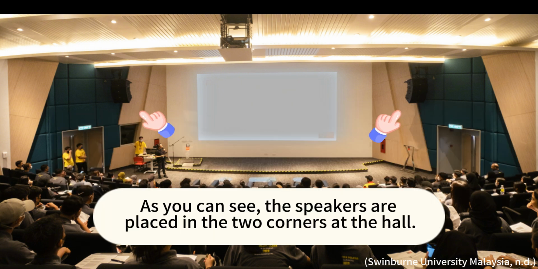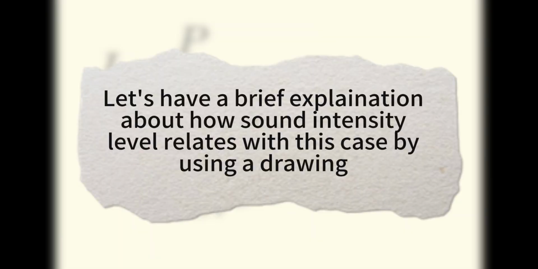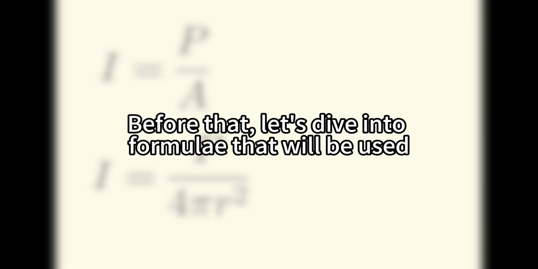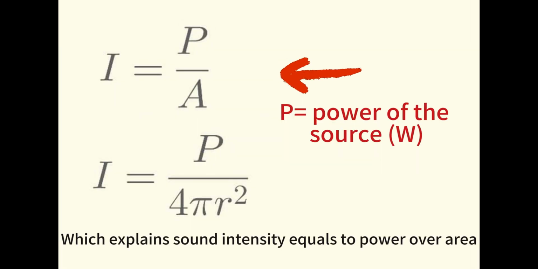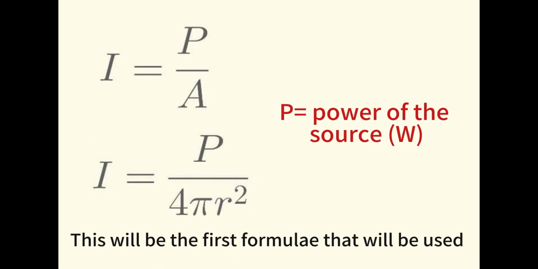As you can see, the speakers are placed in the two corners of the hall. Let's have a brief explanation about how sound intensity level relates to this case by using a drawing. Before that, let's dive into the formula that will be used, which explains sound intensity equals power over area. This will be the first formula that will be used.